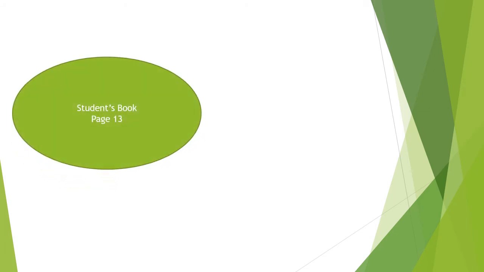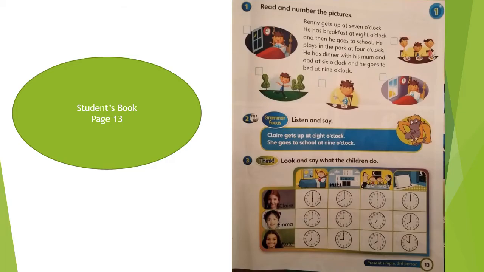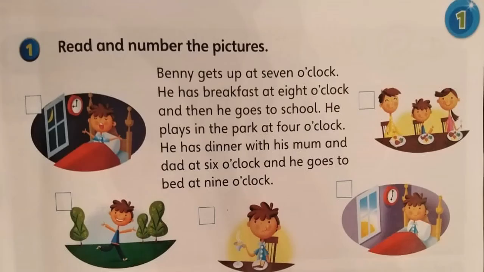Open your student's book, page 13, please. Activity number 1, page 13. Read and number the pictures. So we have to read this short text and then number the pictures according to it. Listen, please.